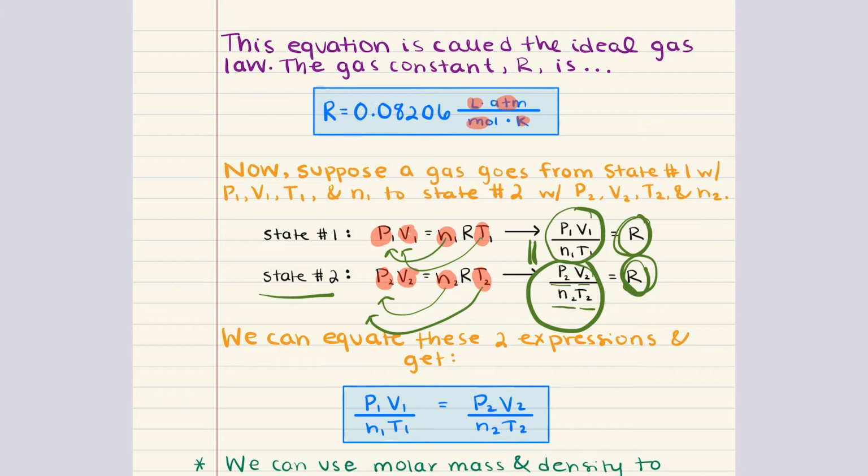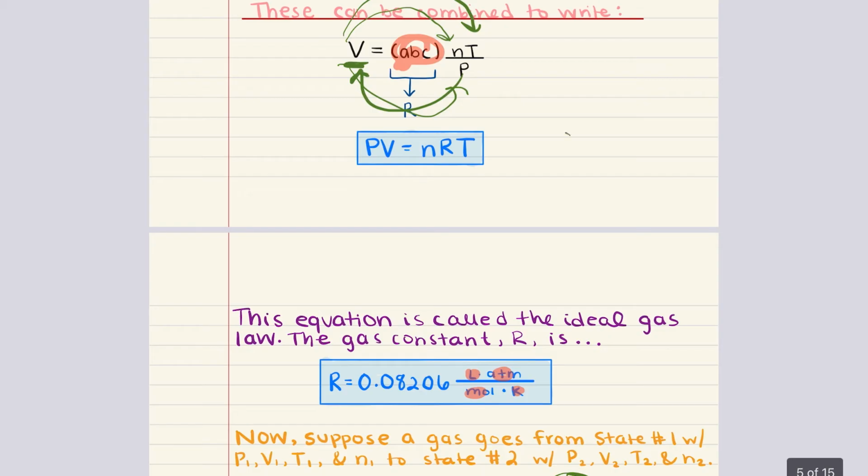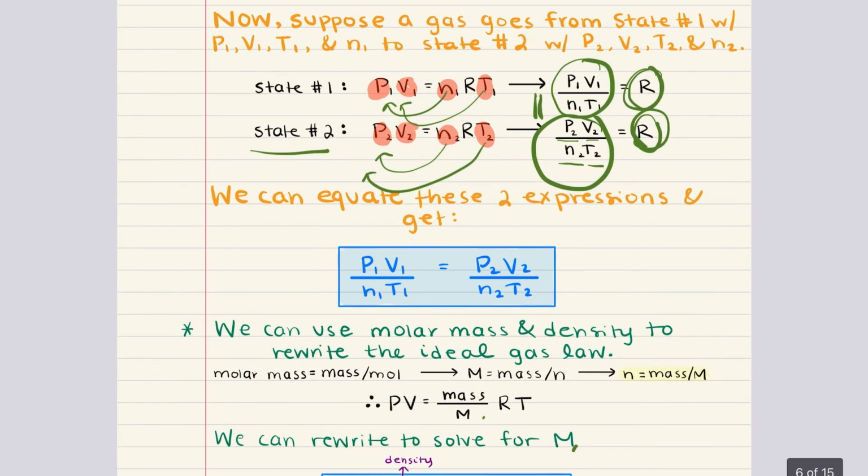And this is going to be useful if we're given the evolution of two states and we need to figure out some variables. We're going to see that in some example problems. This is going to be really important. So now we have two important expressions. We have the ideal gas law, PV equals nRT, and we have the combined gas law, P1 V1 over N1 T1 equals P2 V2 over N2 T2. Now, we want to get one more useful equation. We want to cover how to rewrite the ideal gas law using molar mass and density.